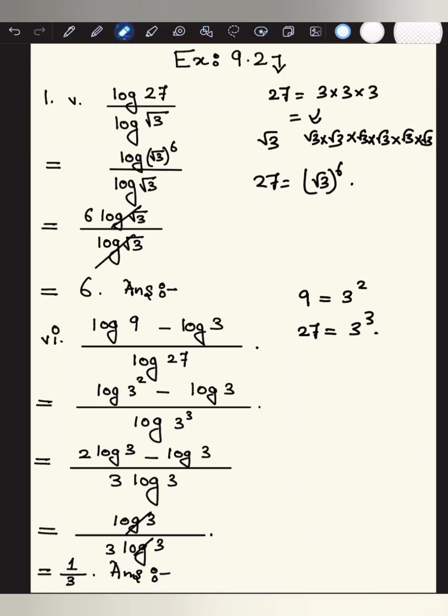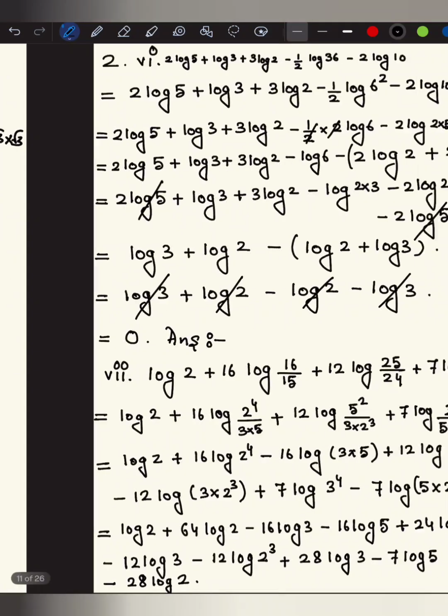So if you are finding anything complicated, just break it down into simpler terms. Then you will be able to understand it properly. So look, 2 log 3 minus log 3 becomes log 3, whole divided by 3 log 3. So this log 3 gets cancelled out and we are left with 1 by 3. Understood? And this is our answer.